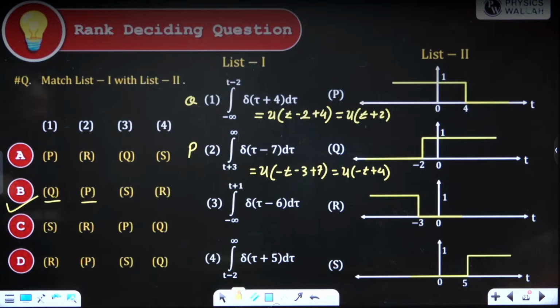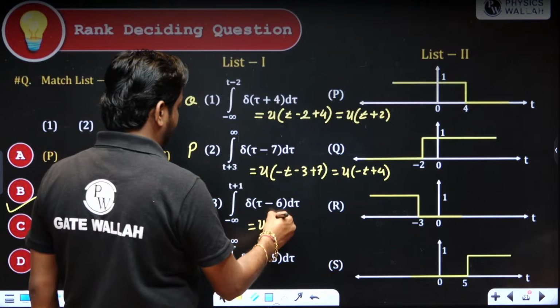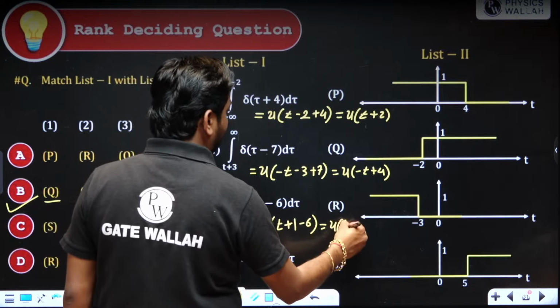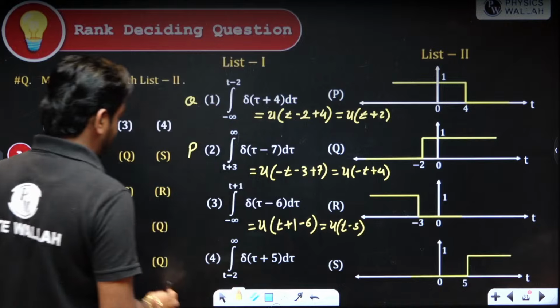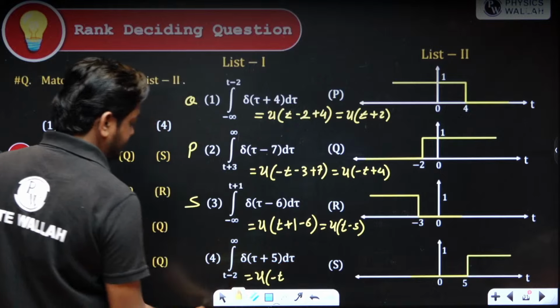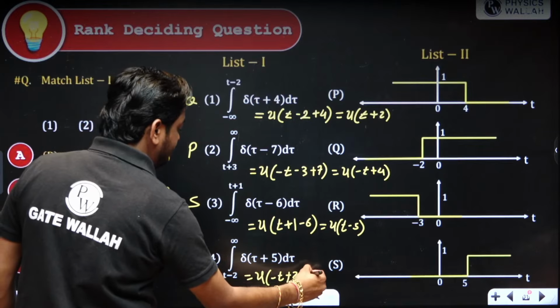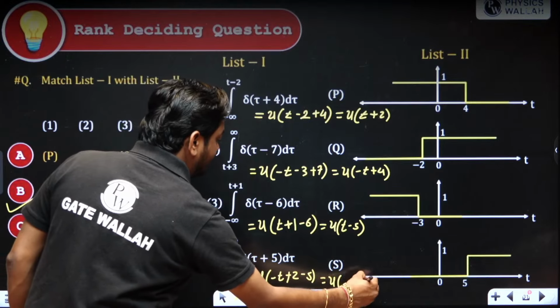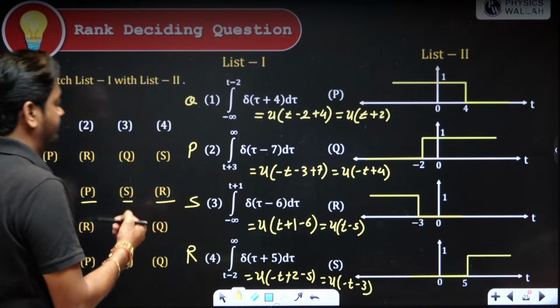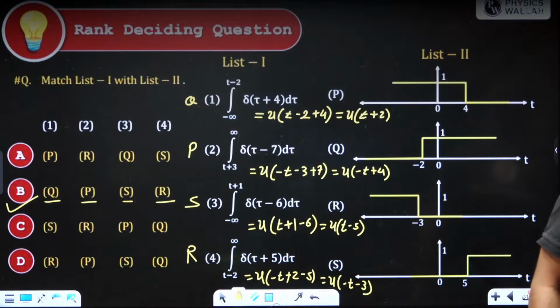Now here this is a right sided step function, u of t plus 1 minus 6, so u of t minus 5, starting from 5, going towards the right side. So this is S. And this is a left sided step function, u of minus t with opposite sign, minus 2, so this is plus 2 plus 5, this is minus 5. u of minus t minus 3, a left sided step function. So here this is R, guys. So QPSR, option B, guys. Option B, very good.